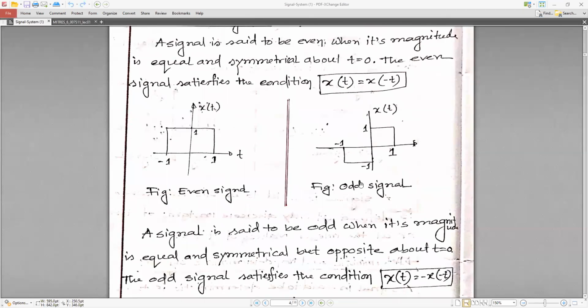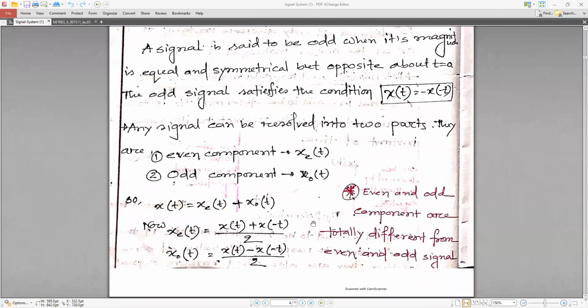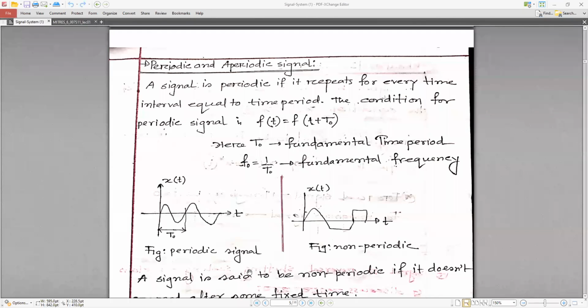Even and odd signal: the even signal has the symmetry and the same magnitude. The odd signal has the same magnitude but does not maintain the symmetry. That is the even and odd signal difference. And some equations are there, like the even signal equation x_e(t) and the odd signal equation x_o(t). A periodic and aperiodic signal: a periodic signal maintains the period. The non-periodic or aperiodic signal does not maintain the period.